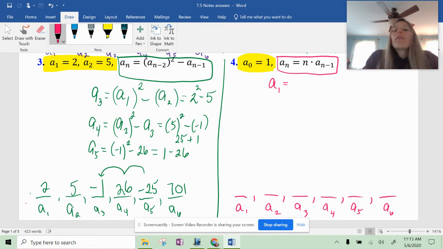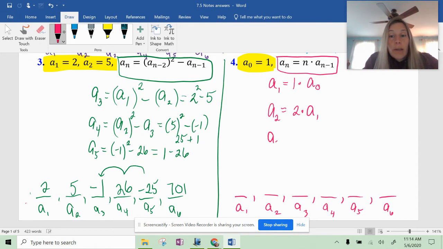So whatever step you're on, that's the number that the n is going to be. So if I'm finding the first number or the first term, then that means my n is a 1. And then I'm going to multiply that by the a sub n minus 1. So if I'm finding a sub 1, then that's going to be 1 less than that a sub 0. If I'm finding a sub 2, then that'll be 2 times the a sub 1, because that's 1 before the 2. If I'm finding my a sub 3, that'll be 3 times a sub 2, and so on, right?